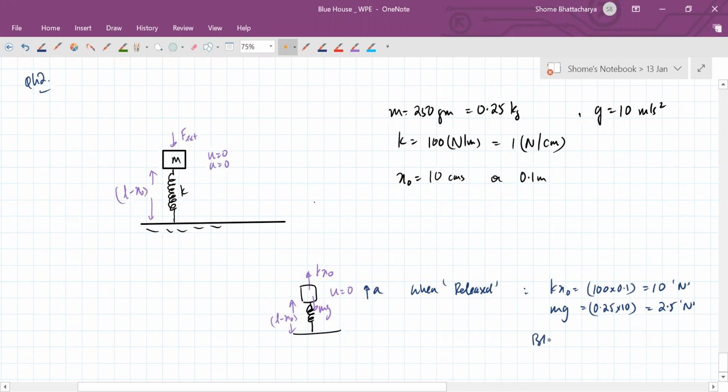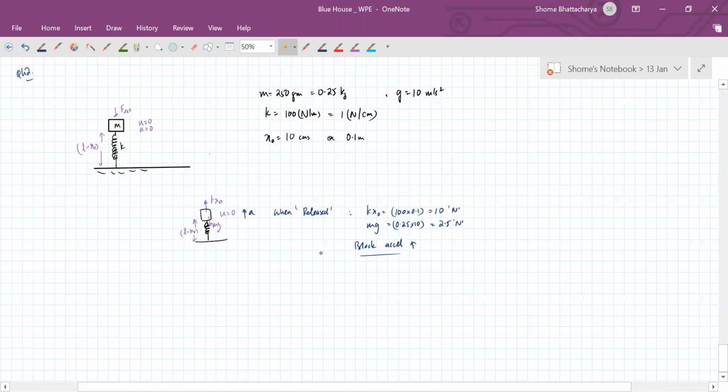Okay, so the block accelerates upwards. As a result of that, now we have to find out how high the block climbs to. So we have to do this question now in two parts. We have to understand that from this state till the spring releases the block, because the block is not attached to the spring.